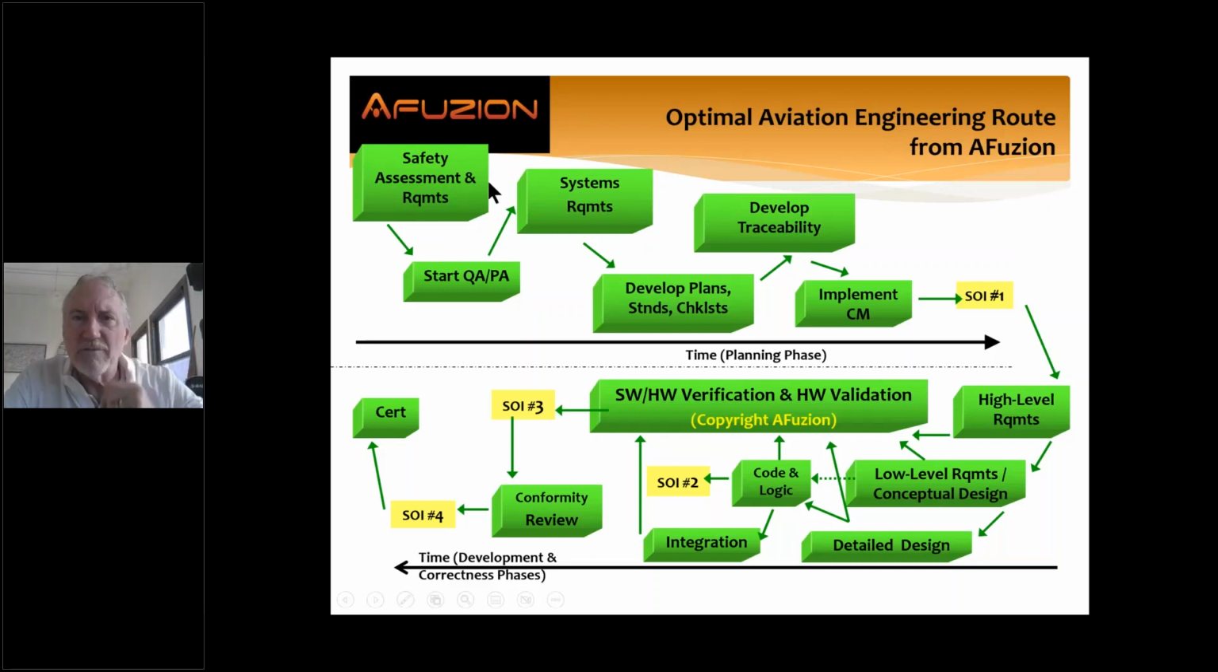That comes from 4761, safety assessment. QA/PA, process assurance for systems hardware, is in place. Then we have system requirements, 4754. Then we're ready to finish our plans for software hardware. We develop those along with the standards checklists. We have traceability, okay? We trace the safety requirements to system to hardware software. And then CM to capture, baseline all these, our first SOI meeting, stage of involvement.